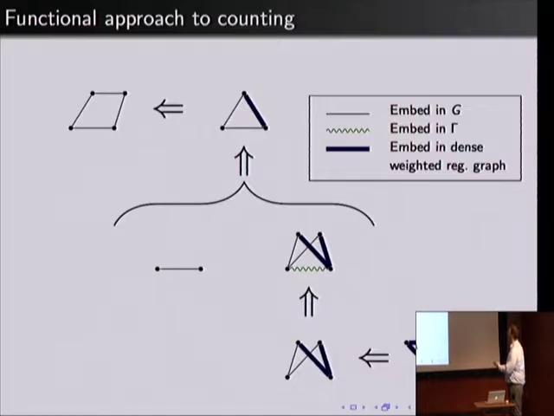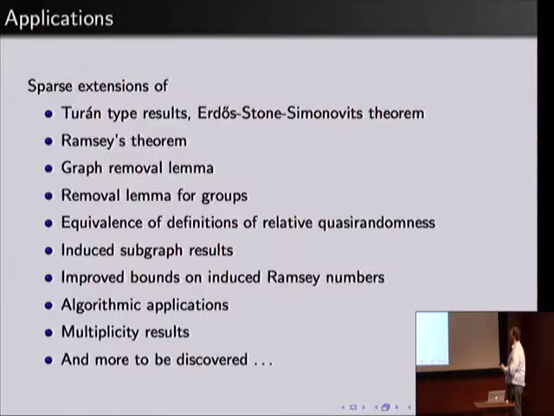And I'll finish by mentioning that there's a lot more applications of this. So you can extend the Erdős-Stone-Simonovits theorem. There's a sparse version of that. There's sparse versions of Ramsey's theorem. I mentioned the graph removal lemma. There's sparse versions of the removal lemma for groups and Roth's theorem that come from this.